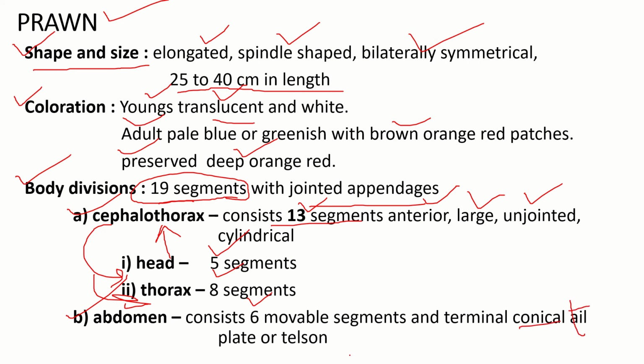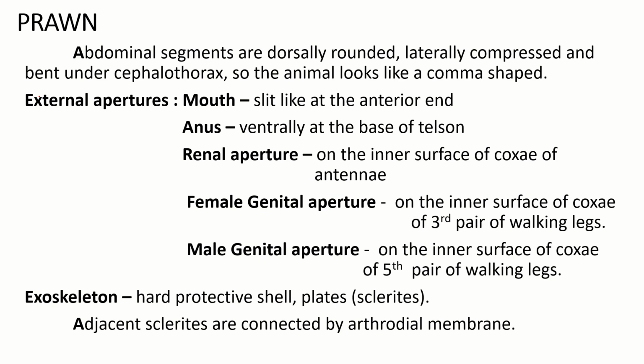Abdominal segments are dorsally rounded, laterally compressed, and bent under the cephalothorax. So this organism looks comma shaped because these abdominal segments are bent. When we consider external apertures, they have a mouth.